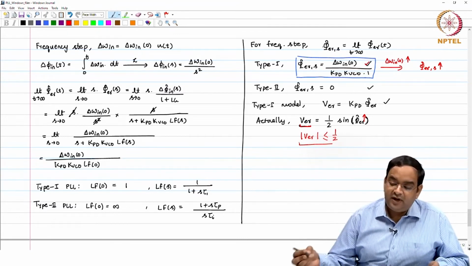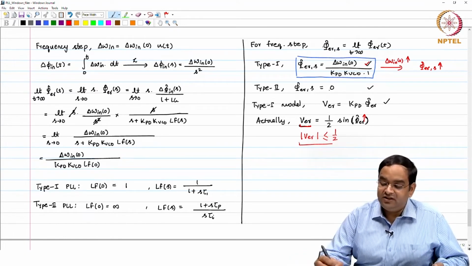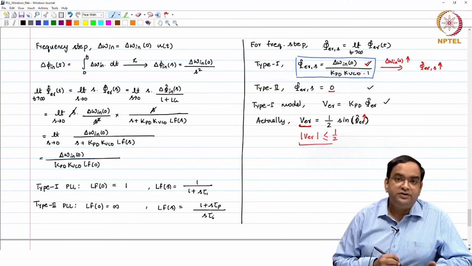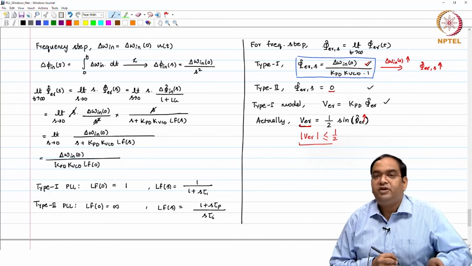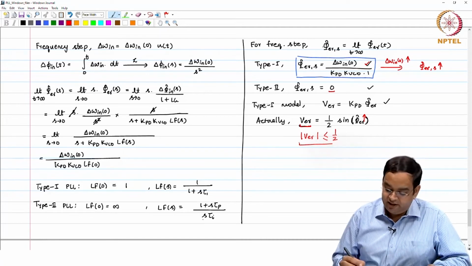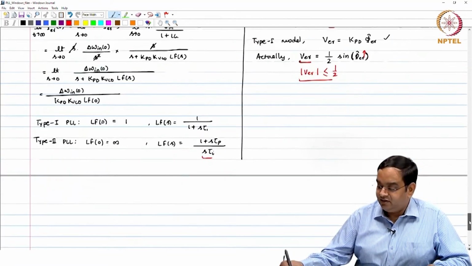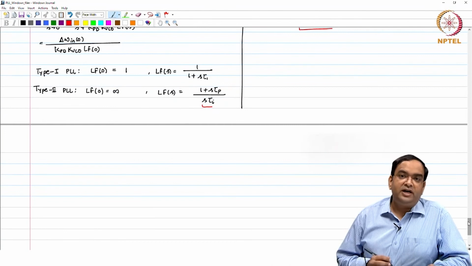Okay. In case of type 2 PLL, it does not matter, because in steady state you are going to have the phase error of 0. You will acquire all the frequency with the help of the integrator, the other integrator in the loop. Well, this is interesting that for type 1 and type 2 PLL we are able to get that.